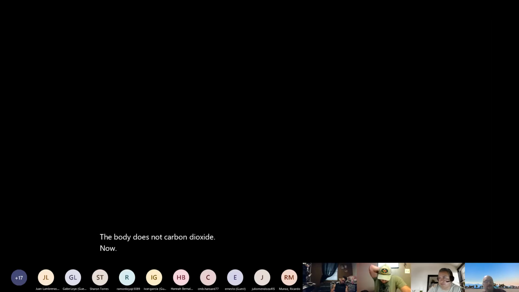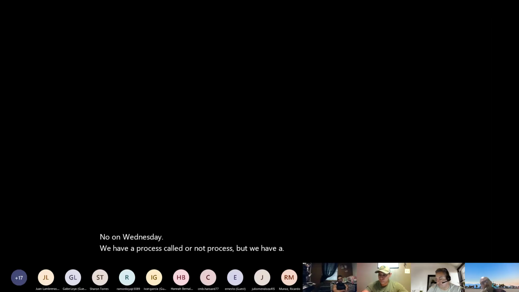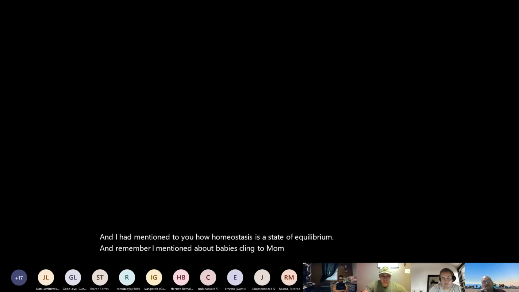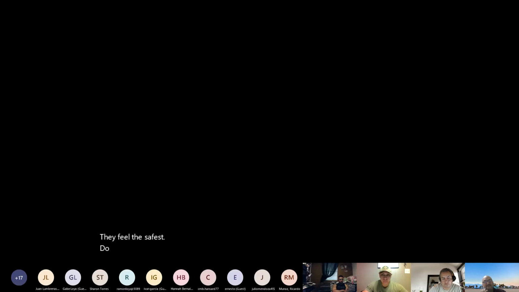Now, before I show the screen again, I was talking about this on Wednesday. The body has a thing called homeostasis. I'd mentioned how homeostasis is a state of equilibrium. And remember I mentioned babies clinging to mom, because that's where they feel the safest. Do they act the same way with dad? They don't, do they? It's all about mom.